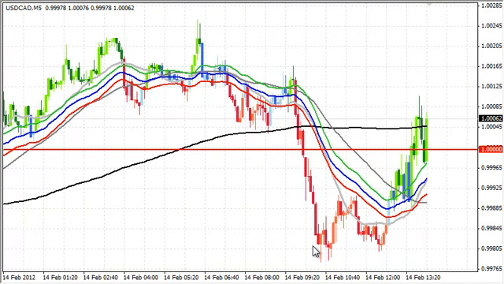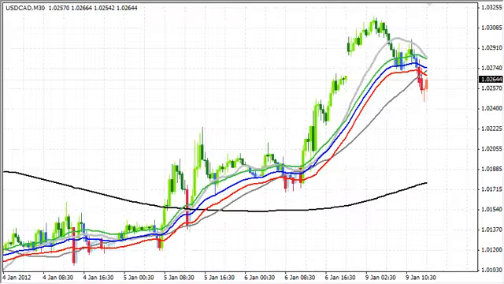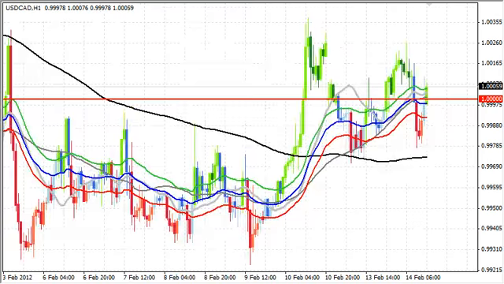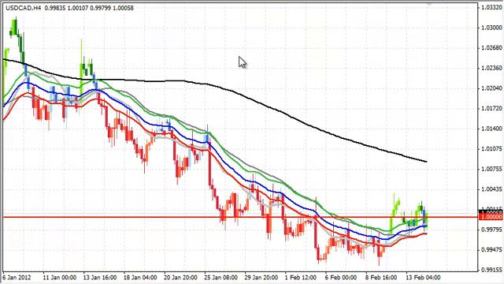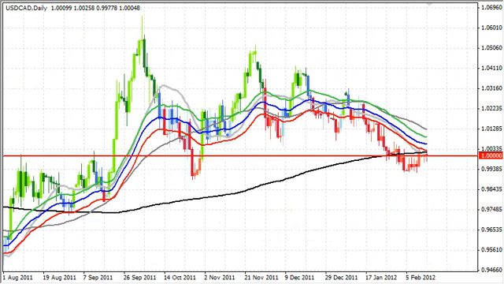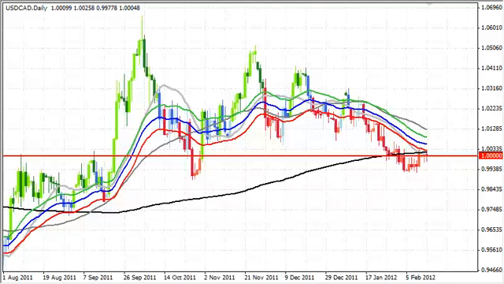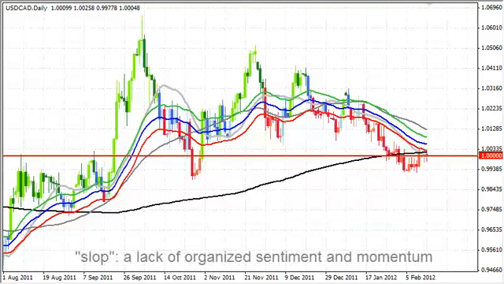So the slop that I'm seeing on the 15, the 30, the 60, the 240, slop, of course, being a highly technical term, of course, right? No, but that slop actually works for me when it comes to the daily, because the slop is reflective of a lack of organization of sentiment and momentum. And that slop could be exactly what I need to see some exhaustion on this chart of the dollar Canada.